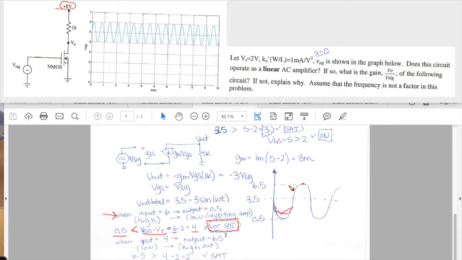At 6.5 volts out, we are not reaching this limit, but the input could be pulling us out of saturation. The input is lowest at 4, and the output is 6.5 in those conditions. So VDS is 6.5, and VGS minus Vt is 4 minus 2, which is 2. So this is indeed still saturated, but it doesn't stay saturated the whole time. So we are going to get distortion, and therefore this would not be a linear amplifier.